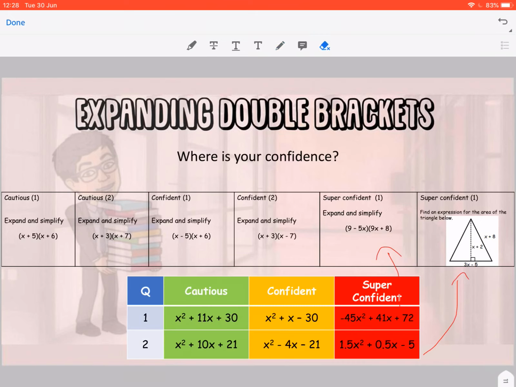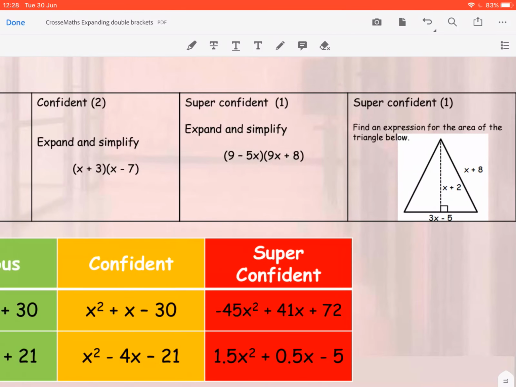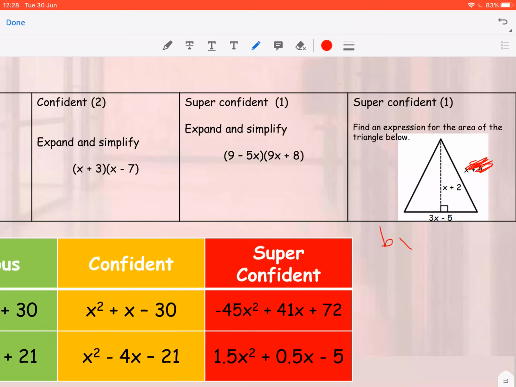Right then, I'm going to very quickly go through the super confident one on the end, only because I think lots of people might find that quite difficult. So, if you're working out the area of a triangle, I'm going to ignore this side because we don't need it. You don't need the slanty side. You just need the height and the base. Area of a triangle is base times height, and then at the end, you've got to divide it by 2. Now, the base times the height. My base is 3x take away 5. My height is x plus 2.